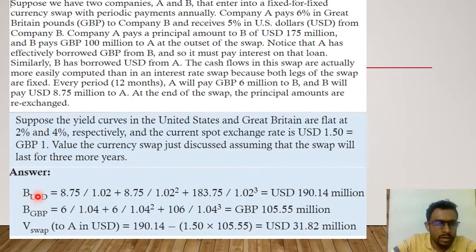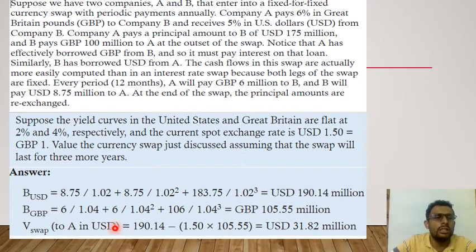So this is the present value of USD denominated payments. The USD denominated payment is 8.75 million, discounted at the first year, discounted at the second year, and discounted at the third year. This will give 190.14 million. So this is 8.75 plus the 175 million, which is 183.75 million in the last year. The discounted value will be closely 190 million. And GBP will be 6 million, which will be discounted for 3 years, plus this 100 million GBP, which is discounted for the last year, which will give a GBP value of 105.55 million.